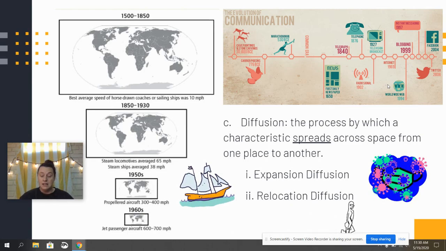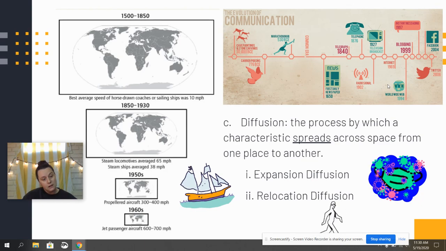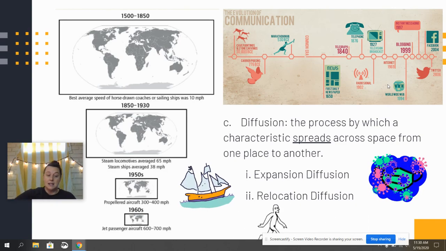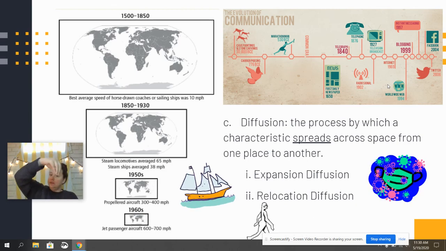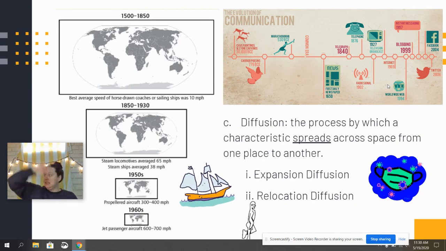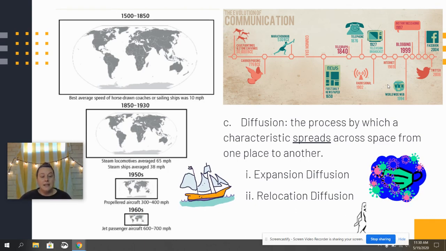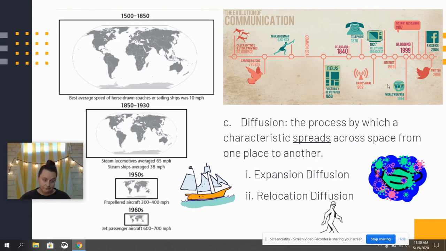Relocation diffusion is kind of the opposite. It's not necessarily that I'm spreading to people around me simultaneously. Relocation diffusion means that I am physically getting up and moving, let's say, from the United States all the way over to Japan, right? And I am taking pieces of my culture and my characteristics with me.